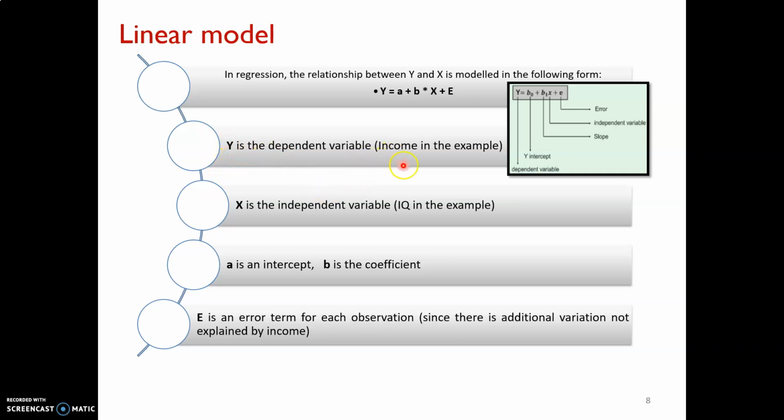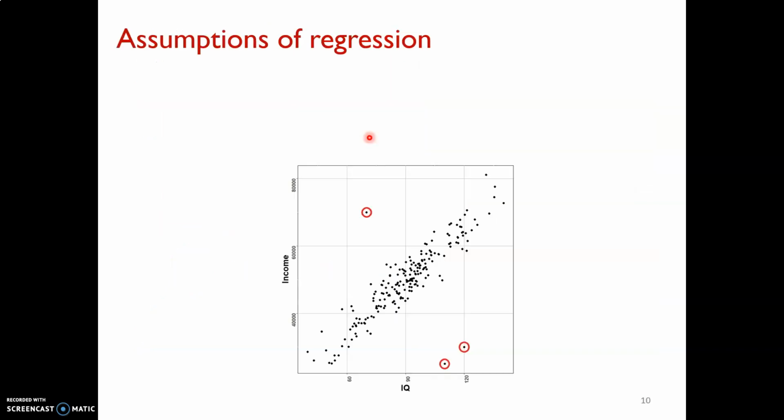Then y is the dependent variable. From the example, y is the income. x is the independent variable. It is the IQ in the example. a is the intercept. b is the coefficient, so b is taken from the slope value. x is the independent variable here. b naught is the y-intercept. y is the dependent variable. This is the main form and equation of the linear model.